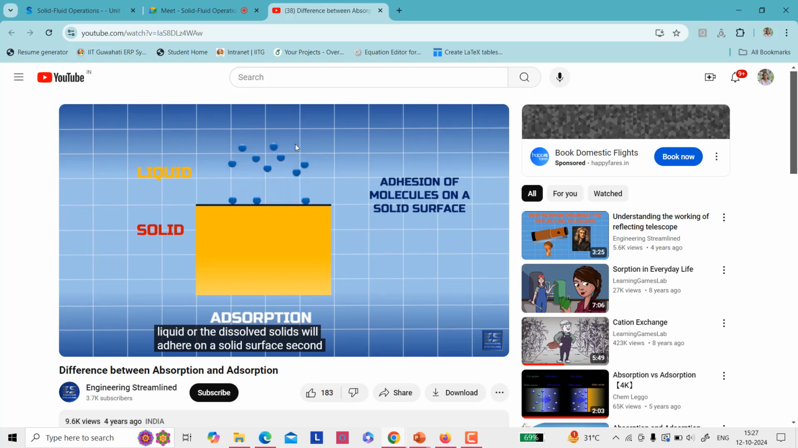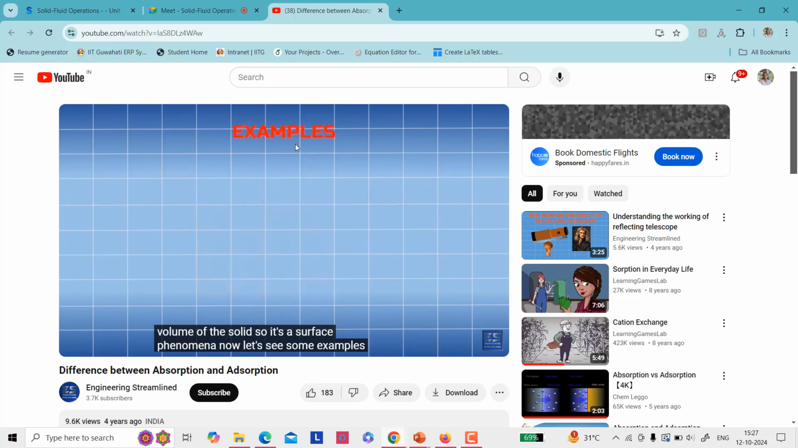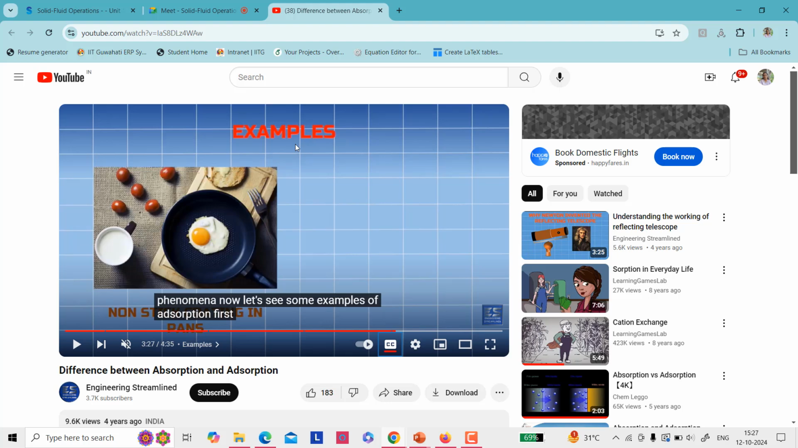Second point here is that it's a surface phenomenon. So all the other materials, liquid or gas or dissolved solid, adhere only on the surface. It cannot enter the bulk volume of the solid. So it's a surface phenomenon. Okay, so these are the main two differences. Absorption is a volume phenomenon because it is absorbed inside the bulk phase, and in case of adsorption, it is adsorbed at the surface. And in case of absorption, there have to be two different phases, and in case of adsorption, one phase has to be solid, right?